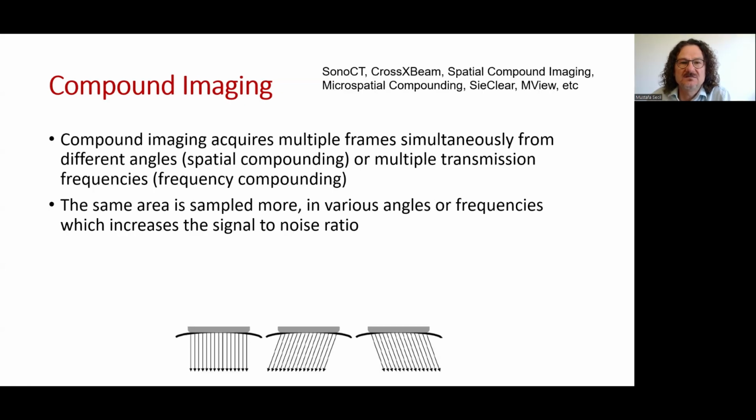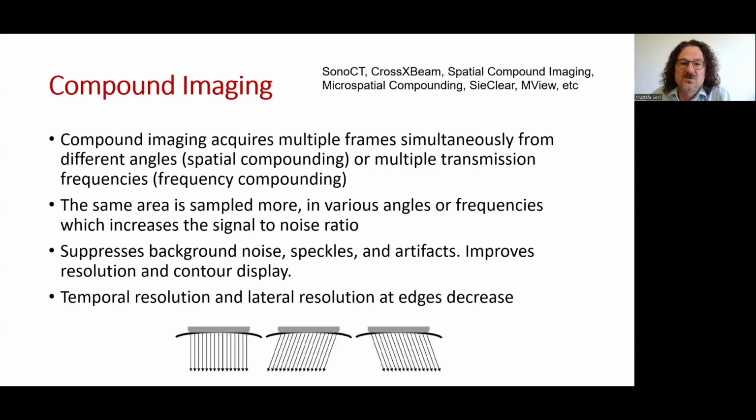Compound imaging takes advantage of broadband technology, which acquires multiple frames simultaneously from different angles or frequencies. The same area is sampled more than once in various angles or frequencies, which increases the signal-to-noise ratio. So the background noise and speckles are suppressed, and the artifacts are eliminated, which improves resolution and contour display. On the other hand, temporal resolution and lateral resolution at the edges decrease.